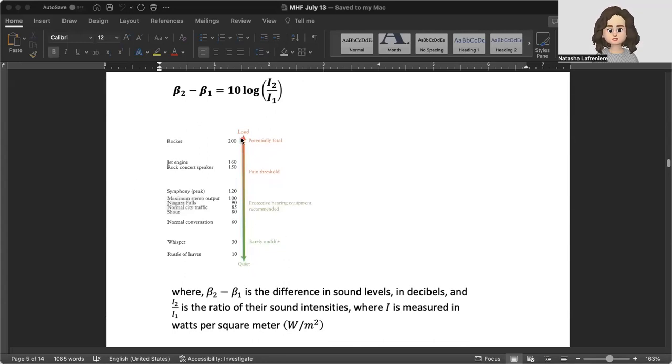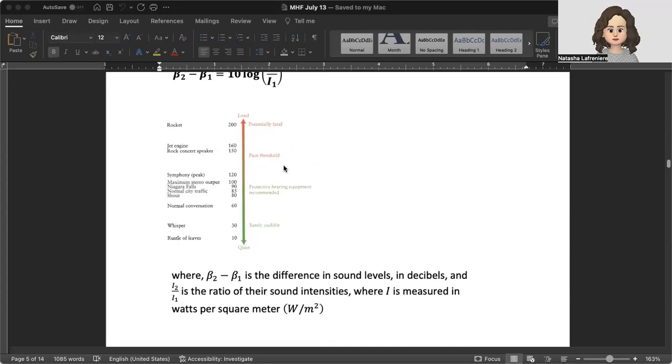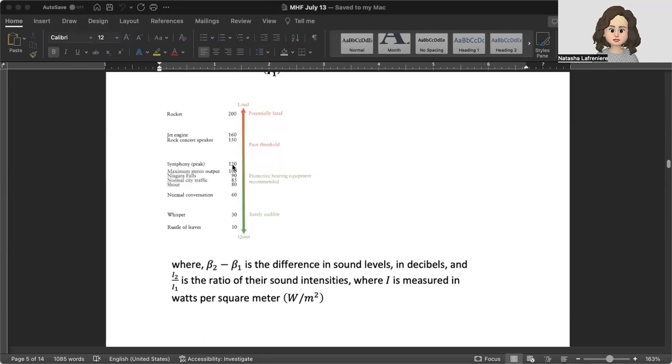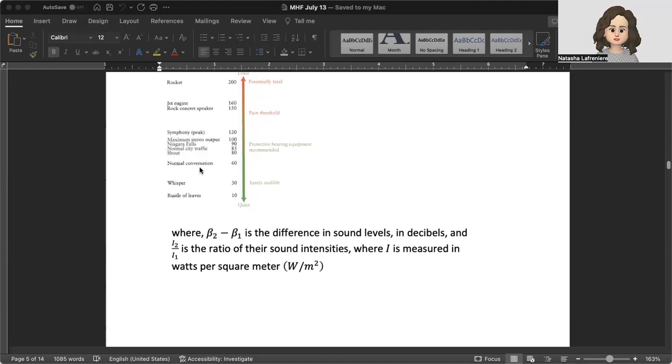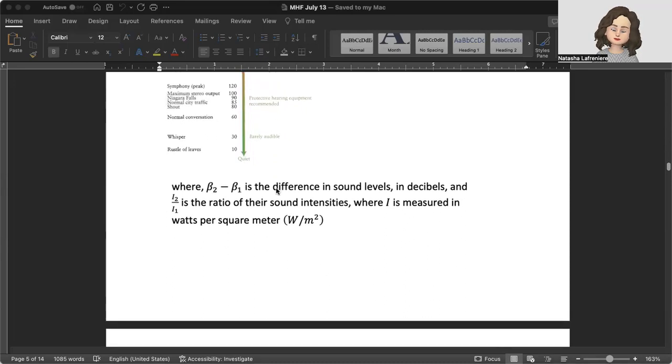So rockets are 200, so it's potentially fatal. A jet engine or rock concert speaker is between 160 and 150, which is a pain threshold. A symphony is 120, maximum stereo output is 100. Niagara Falls is 90. Normal city traffic is 85. A shout is 80, so protective hearing equipment is recommended. A normal conversation would be at 60, a whisper at 30, and a rustle of leaves at 10, which is barely audible. Okay.